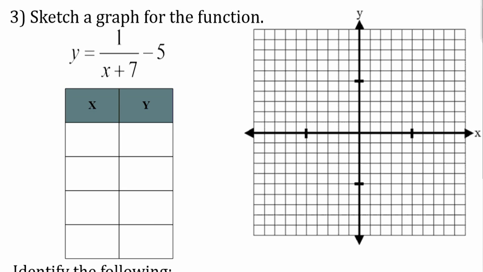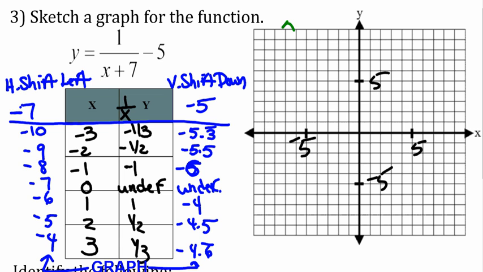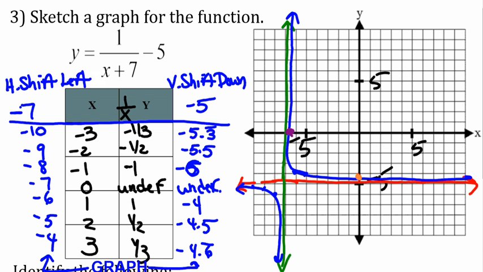Based on the function, we can see we have two transformations. We're going to be going to the left 7 and down 5. So we're going to do the input changes, the output changes to generate our new points to graph. So once I plot my points and think about the movements that also happened to your asymptotes, this is what our function should look like.